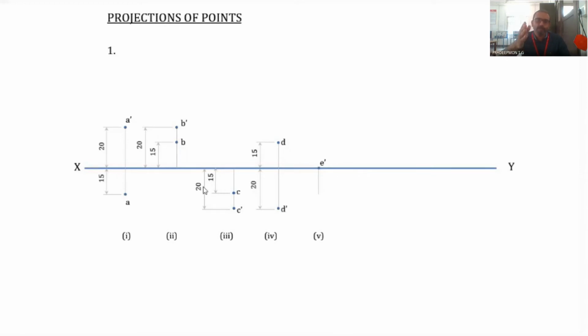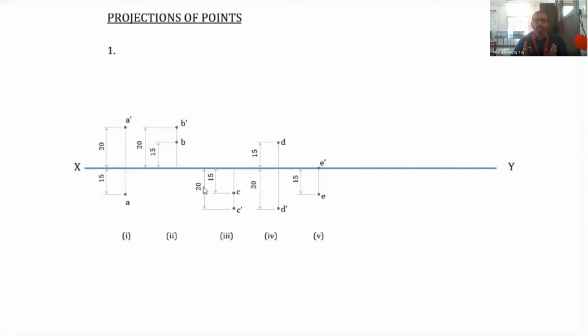Then from that point we draw a projector line. Since it is in HP and 15 millimeters in front of VP, the top view should be below the XY line. When the point is in front of VP, the top view should be below the XY line. So we draw the projector below the XY line only. So this point is point E. Now we mark the distance. Only one distance is to be marked here, since the point E dash is on the XY line, the distance from the XY line is 0, or the distance of the point E from HP is 0.